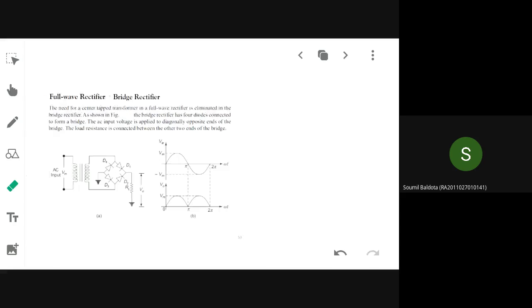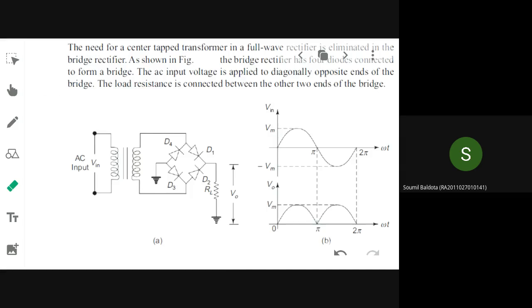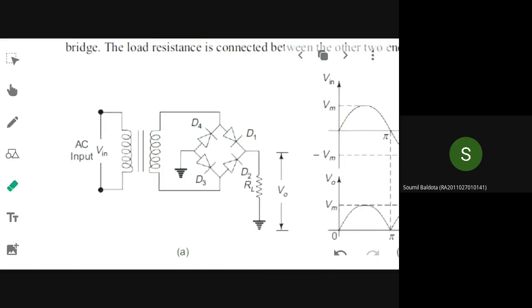Okay, so this is your full wave rectifier with no center tapping transformer. As you can see here, there is no center tapping, only an ordinary two winding transformer is present. So this is why people go for the bridge rectifier. Because if you use a center tapping here, it will become a bulky arrangement. It will become an expensive arrangement because of the number of turns of inductor that you are using at the secondary side. So people don't want to use a center tapping.